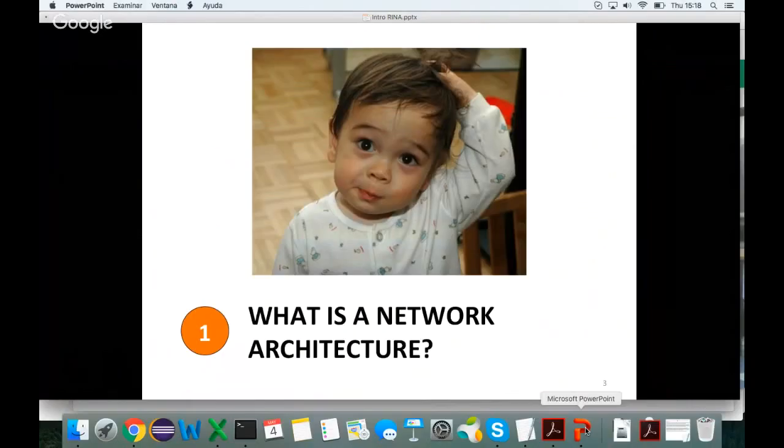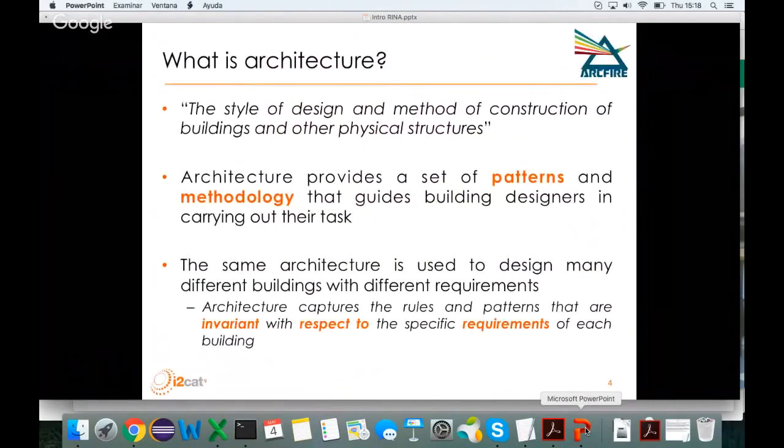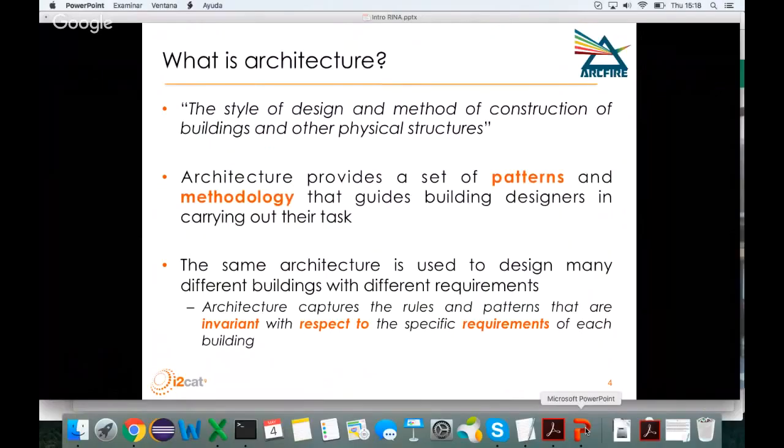What's the network architecture? It's an easy question, but it's not so easy. So what is architecture in general? Forget about networks now, let's talk about just architecture. If we look at the dictionary, it's a style of design and method of construction for buildings and other physical structures. So the architecture provides a set of patterns and methodology that guides building designers in carrying out their tasks. So when someone has to build, let's say, a cathedral or a shopping mall, they don't have to start from scratch.